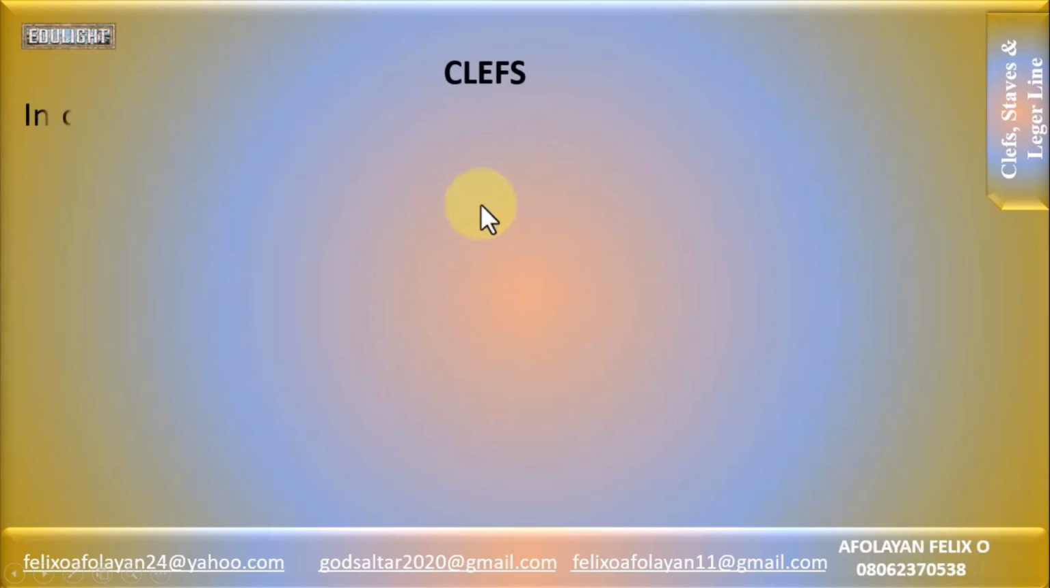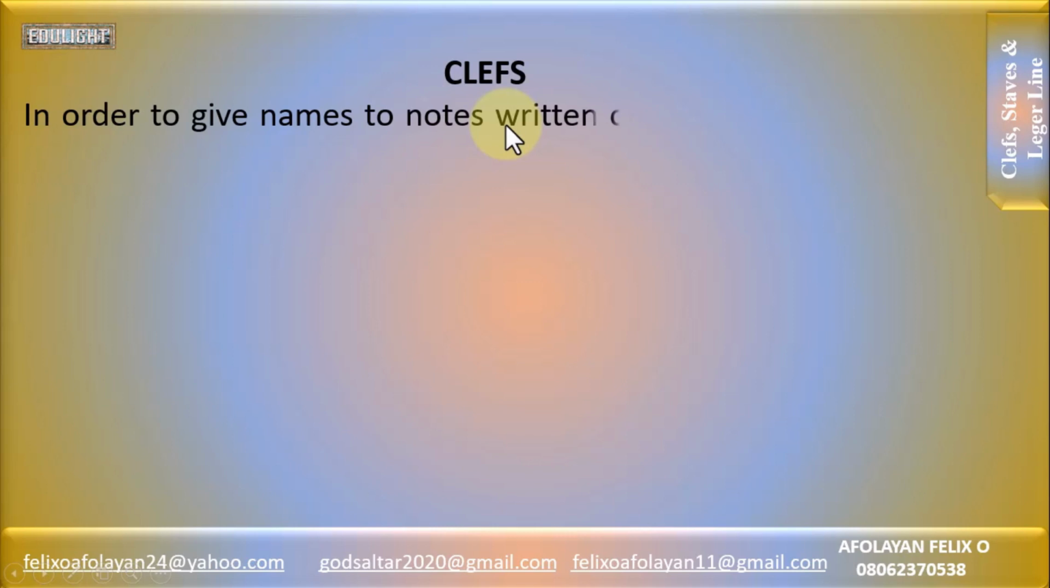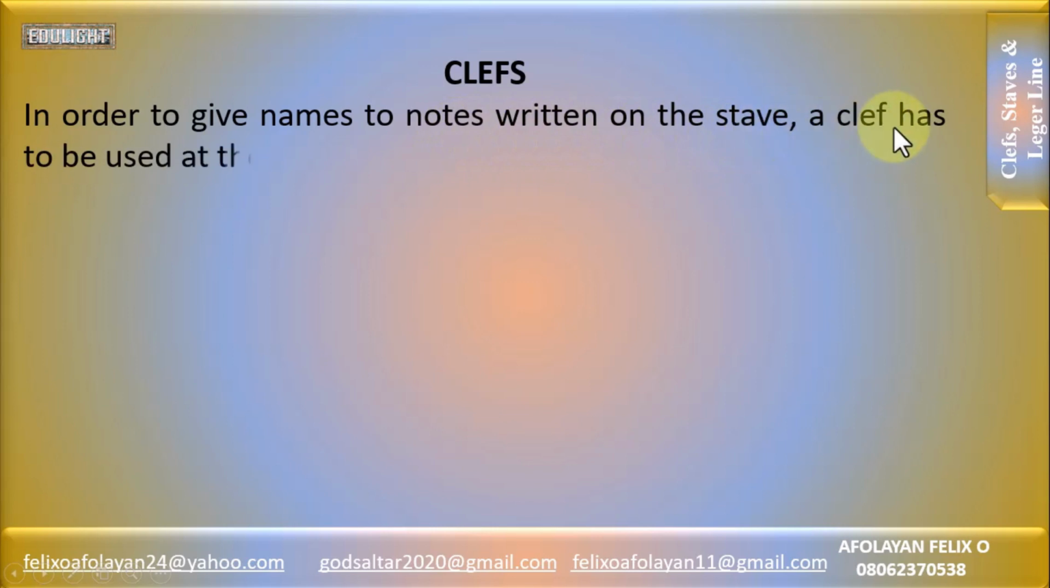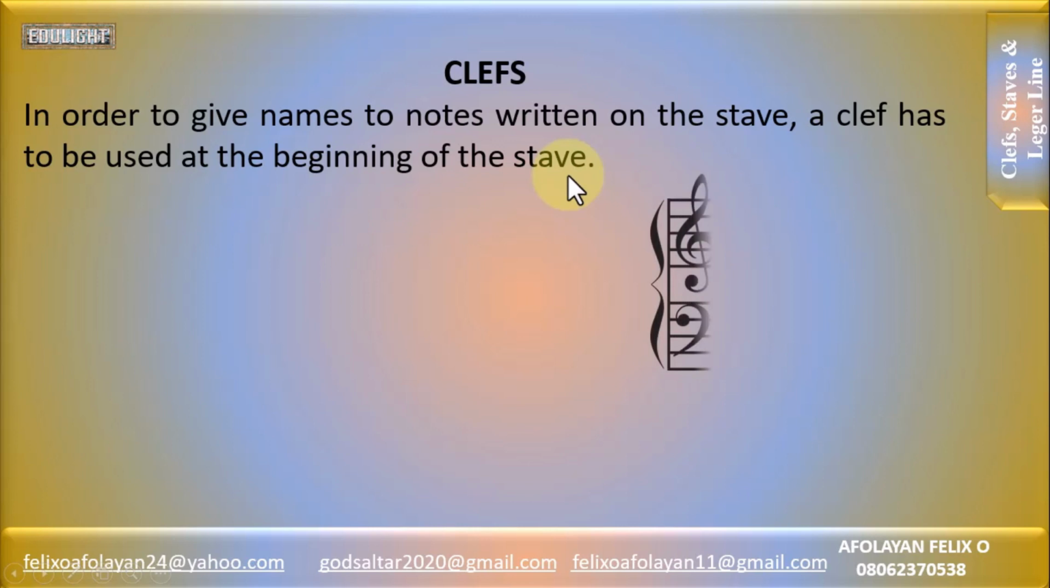Clef. We have to look at the staff now. In order to give names to notes written on the staff, a clef has to be used at the beginning of the staff. This is a clef. This is called the G clef, the treble clef.